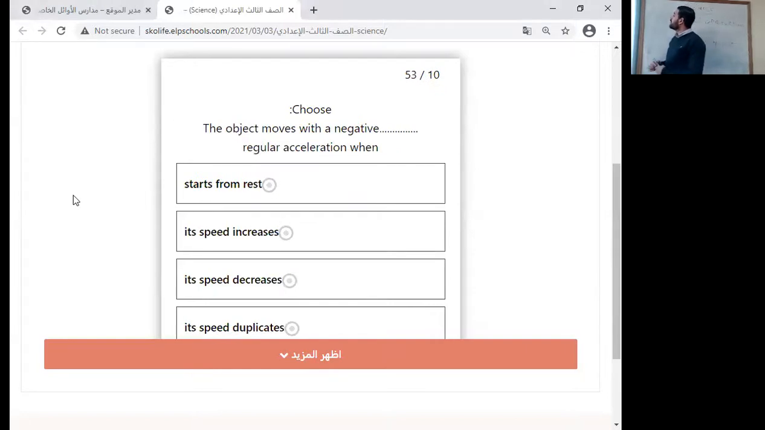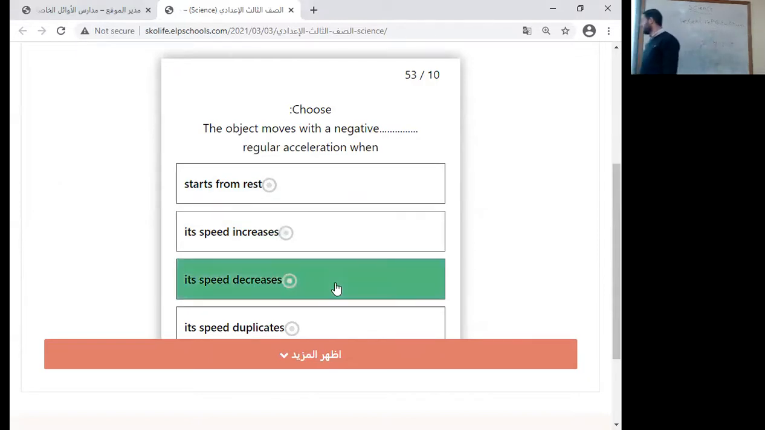The object moves with a negative regular acceleration. When negative acceleration, it means that the body movement or the body speed begins to decrease, okay? So when it starts from rest, its speed increases, its speed decreases, its speed duplicates. The answer is its speed decreases.